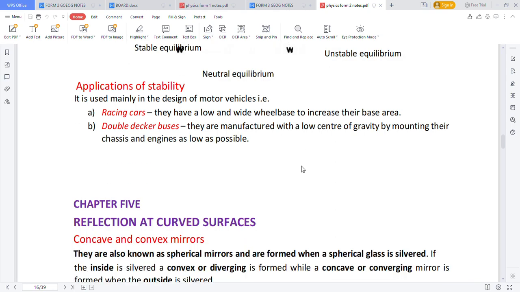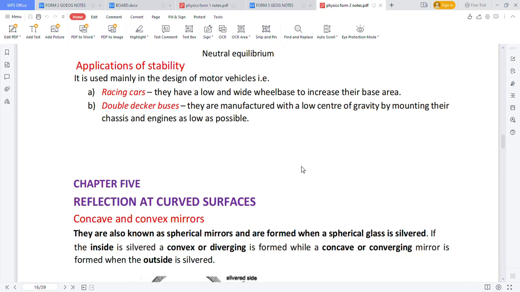Applications of stability. It is used mainly in the design of motor vehicles, i.e., racing cars. They have a low and wide wheelbase to increase their base area. Double-decker buses are manufactured with a low center of gravity by putting their chassis and engines as low as possible. Kindly note that we have covered up to topic 4, chapter 4.